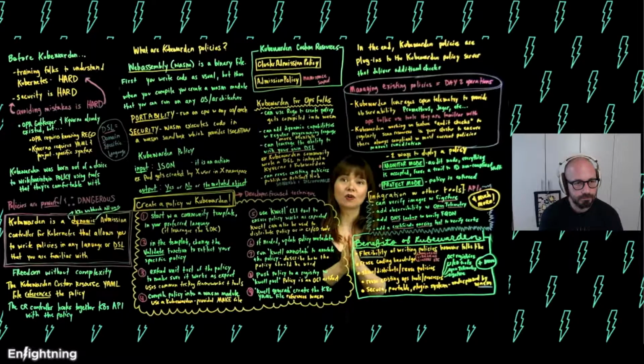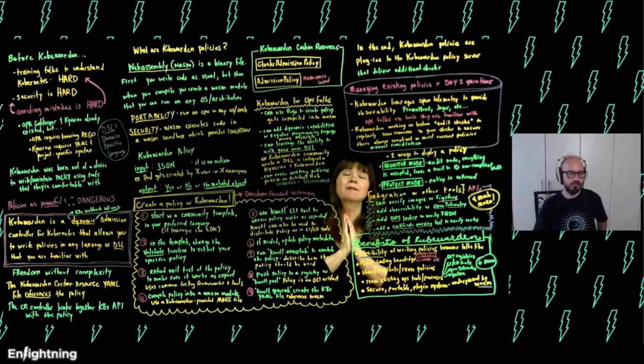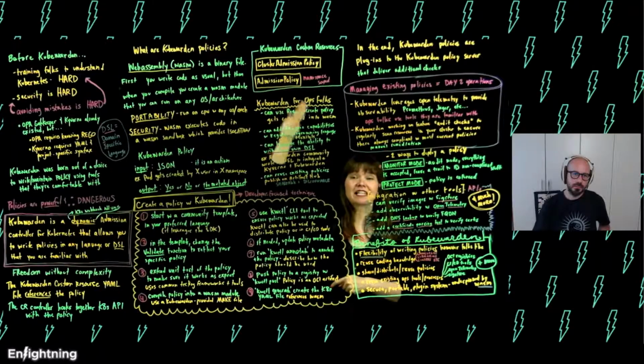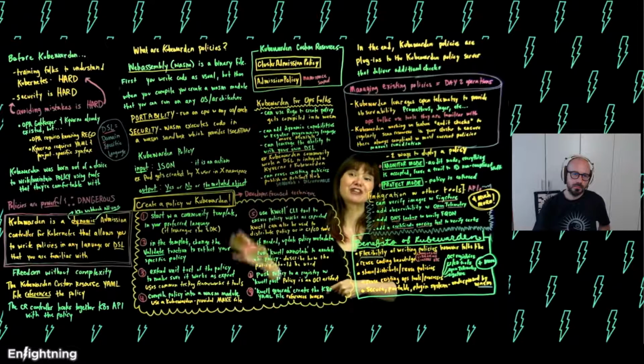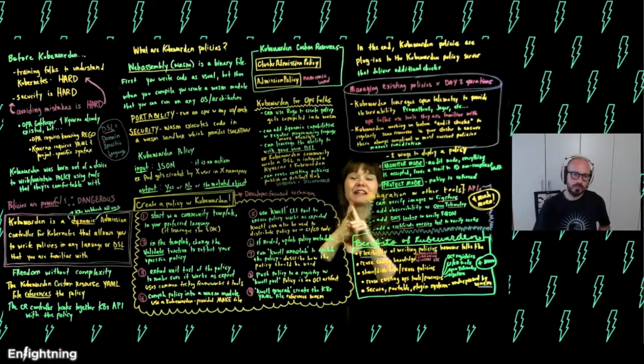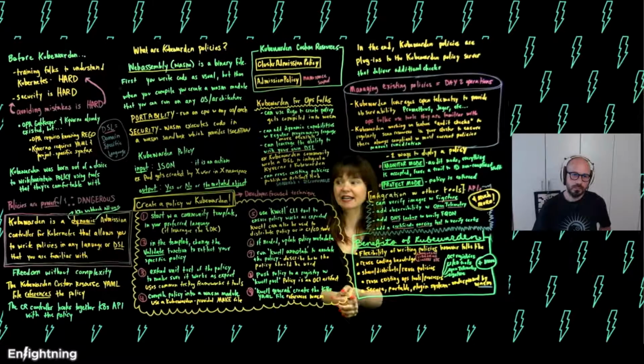So the goal here is freedom without complexity. Wouldn't it be great if your developers could write code in a language they're familiar with? What's even better is if developers from different teams using different languages could each use a language they're familiar with. So you have some policies written in Go, some written in Python, some in a DSL, but they can all be managed and applied in the same way. And that's part of what makes Kubewarden cool, is that it can enable that.